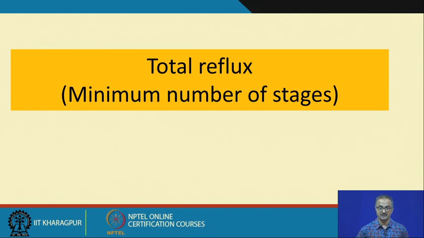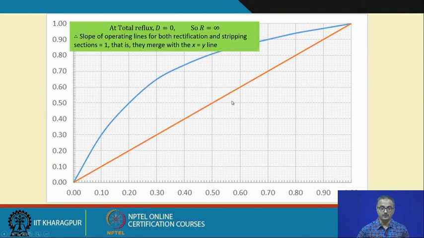What happens at total reflux? In this case we get the minimum number of stages, and we will see how. When we talk of total reflux, it means that all the liquid that is coming from the condenser is sent back to the column and we are not withdrawing any distillate, so the distillate flow rate is 0 and the reflux ratio, which is the ratio of the reflux liquid to the distillate flow rate, becomes infinity. The reflux ratio being infinity means that the operating lines for both the rectifying section and the stripping section are merging with the 45-degree line.